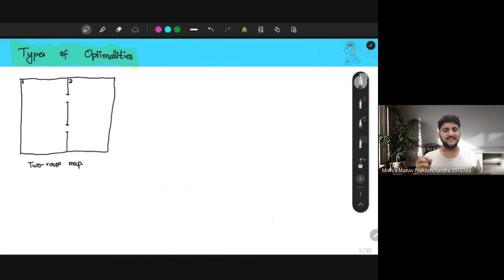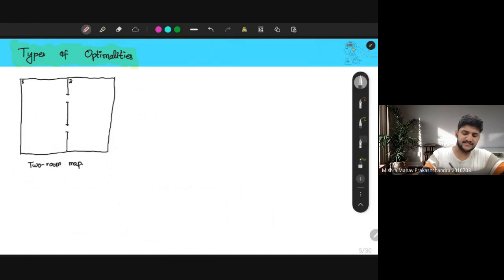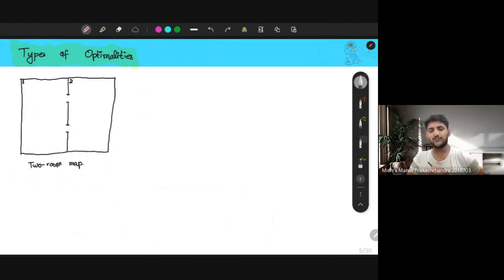The agent starts at, oh, I shouldn't define the starting position. So in order to go from room one to room two, there are two parts. First, I have to exit room one, and then inside room two, based on where the goal is, I need to go to that particular place.